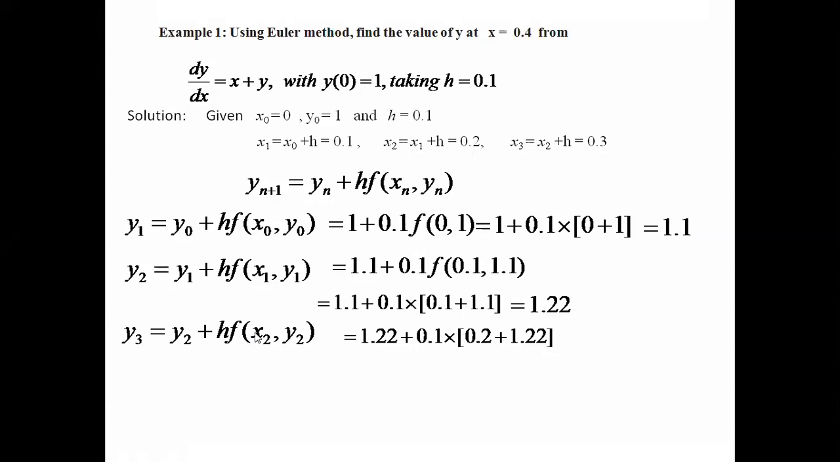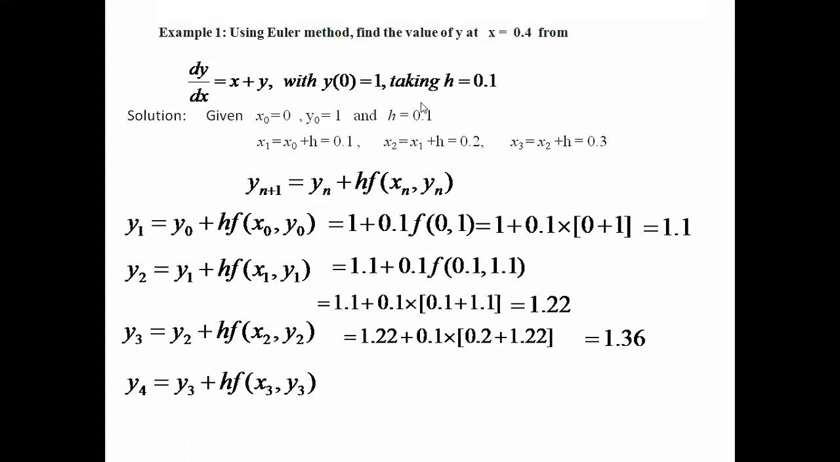Once you know the relation, you can directly write it, with no need of writing all the steps like this. So y2 plus h into f of x2 comma y2: you write y2, plus h. f of x comma y means dy by dx, that is the right hand side of the equation, x plus y. That means add these two coordinates. So it gives the answer. If we simplify, it is 1.36.